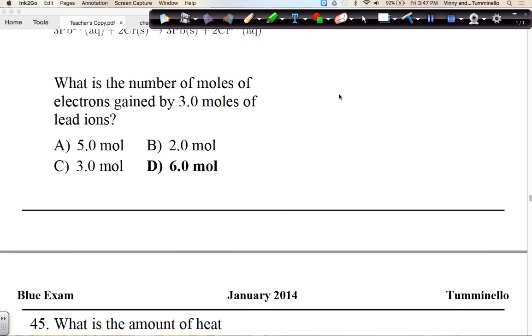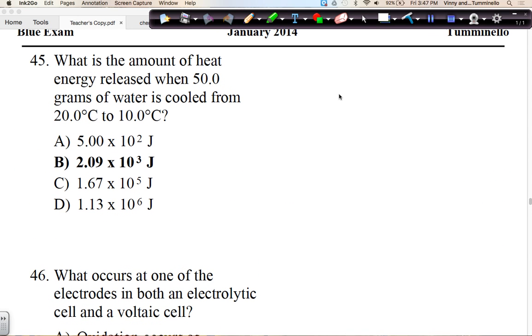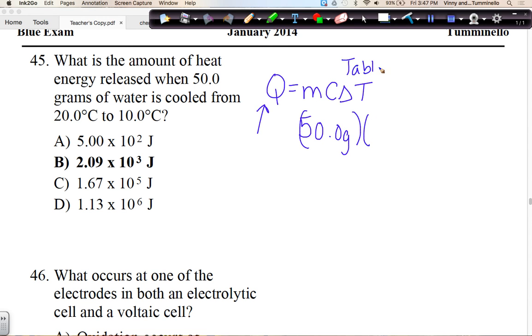For number 45, if we look at the question, it says, what is the amount of heat energy released when 50 grams of water is cooled from 20 degrees Celsius to 10 degrees Celsius? This is a heat question. We're going to use the formula Q equals mc delta T. Q will represent our heat. M is the mass of water, which is 50 grams. This formula, remember, is on table T.